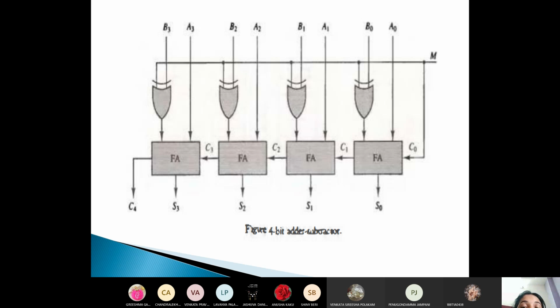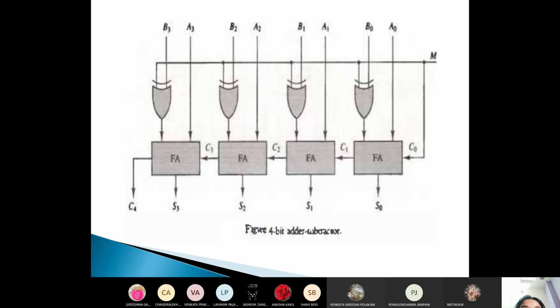If you see this diagram, I am going to explain it. Each XOR gate receives input M and one of the inputs of B.